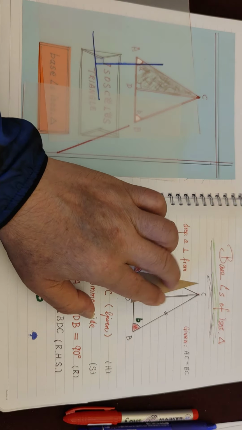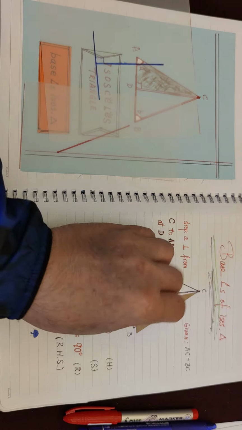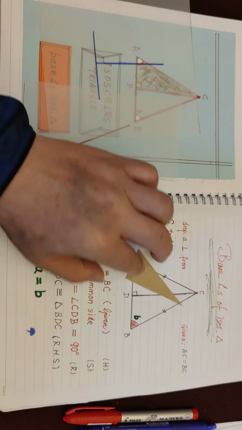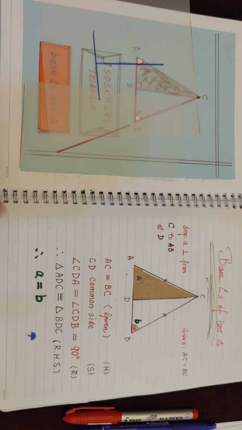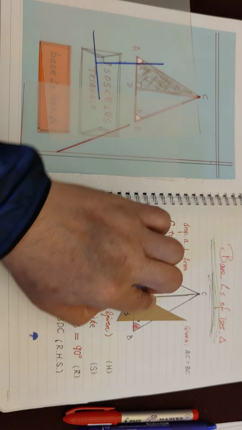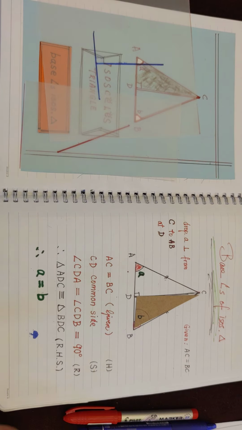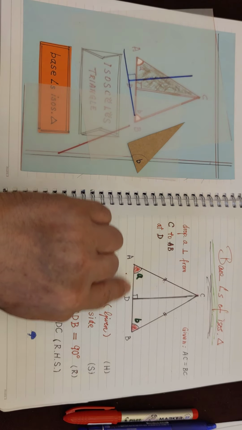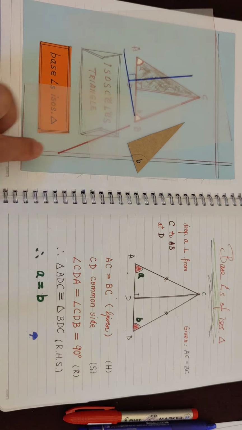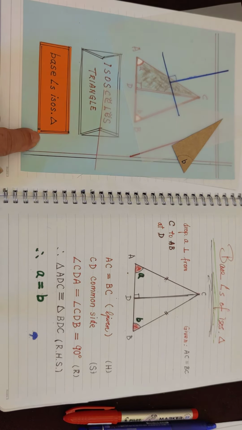You see that? This triangle is congruent to this triangle. Therefore, the corresponding angles A and B are equal. Therefore, for an isosceles triangle, we have their base angles equal. We call these the base angles of an isosceles triangle.